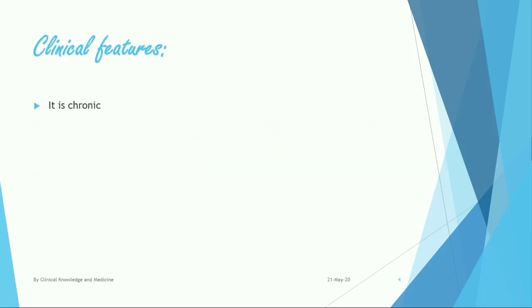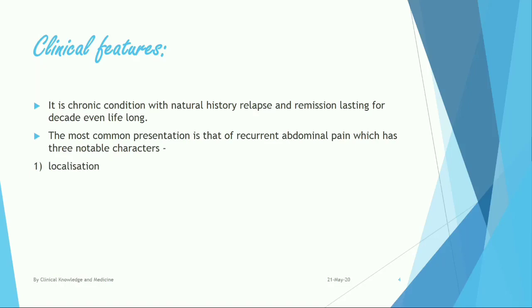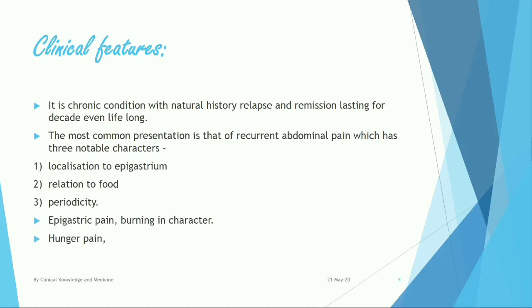Clinical features: it is a chronic condition with a natural history of relapse and remission lasting for decades, even lifelong. The most common presentation is recurrent abdominal pain, which has three notable characters: localization to the epigastrium, relation to food, and periodicity. Epigastric pain is burning in character. Hunger pain and night pain are other features.